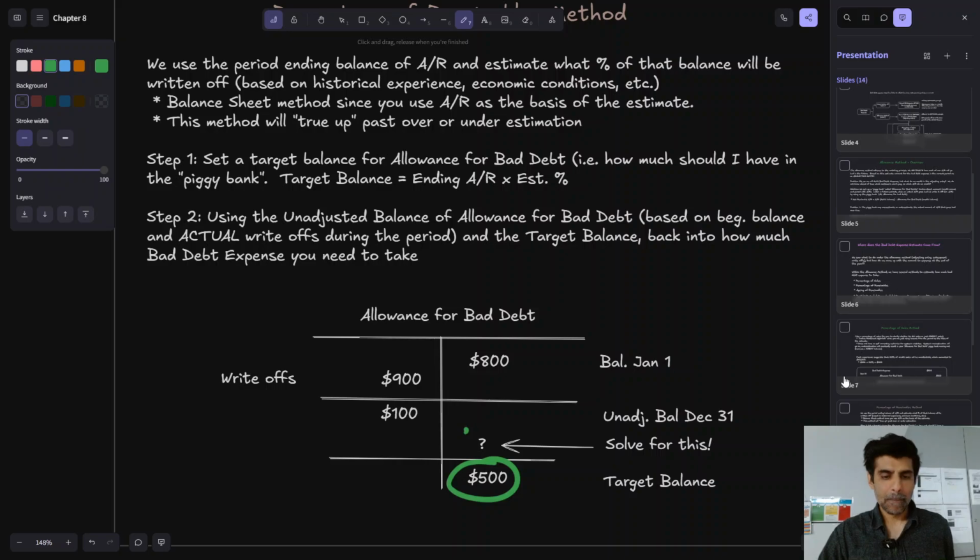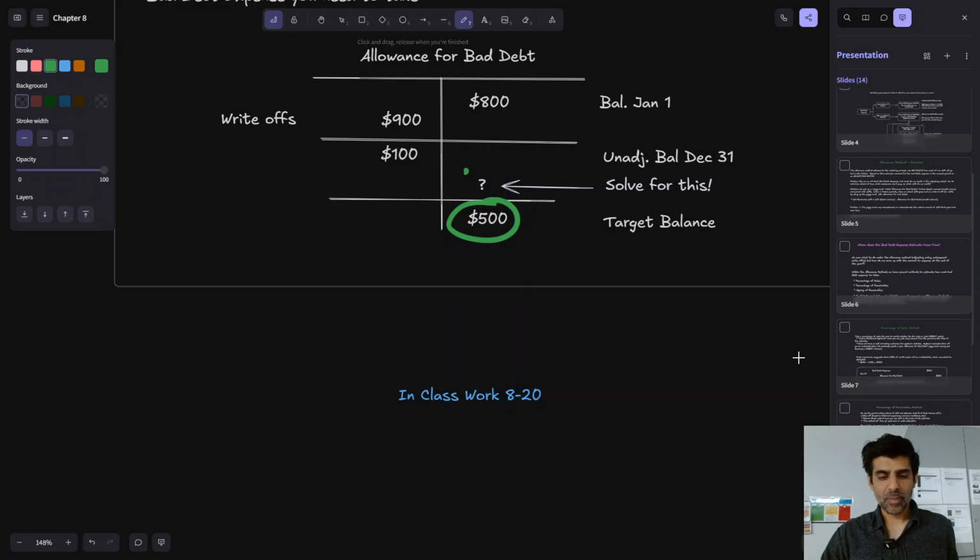Okay. I think we'll wait to start the practice problem. We'll start class maybe on Wednesday, just reviewing this at a high level and then doing a practice problem using this other method, percentage of receivables.